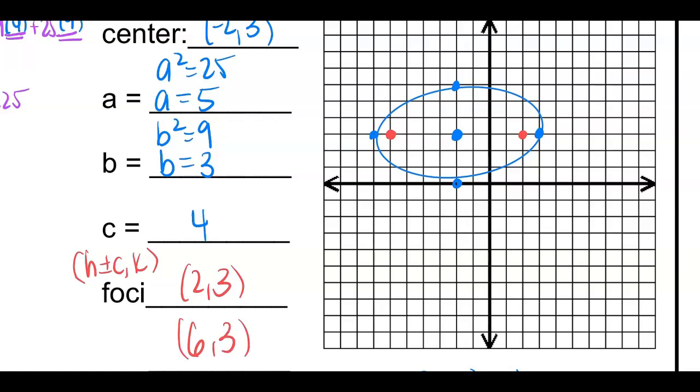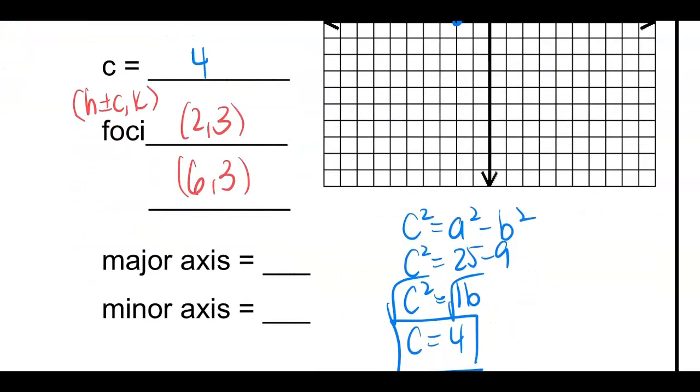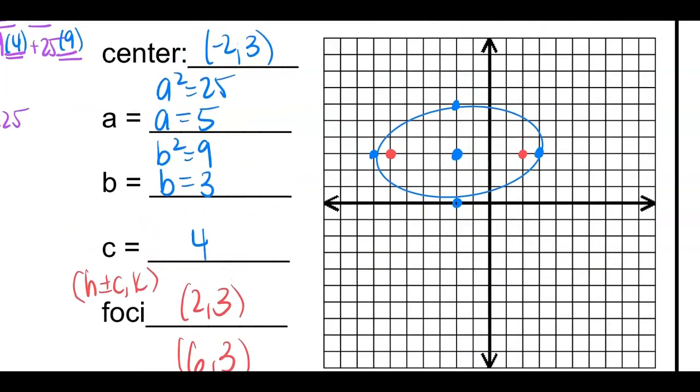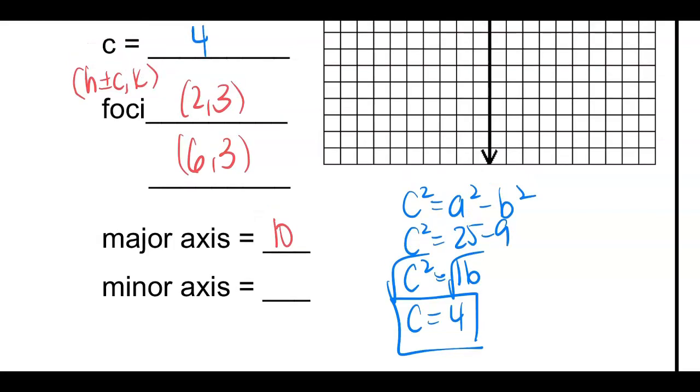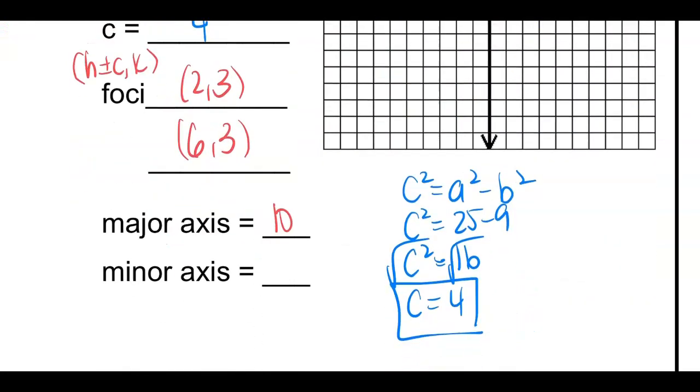And then the last piece, even though I didn't want to have to do it, but I will anyway, let's find our major and minor axis. Our major axis is just going to be double 5, which is 10. And our minor axis is double 3, which is 6. That's everything I needed.